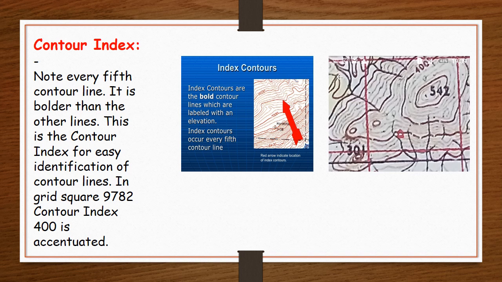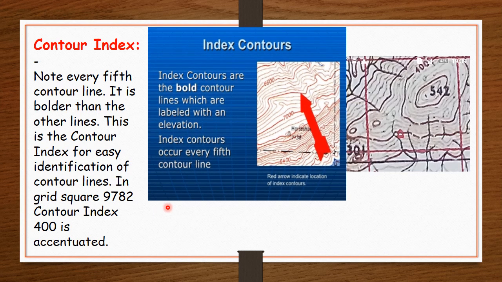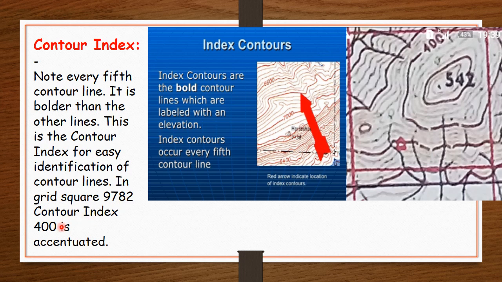The next is the contour index. We have already seen the contour index. Every fifth contour line which is bolder, thick and dark is the contour index, and very easily it can be identified on the topo sheet. So here on this map extract, the bold contour line is 400, right? Every fifth, so here you can count also, 1, 2, 3, 4, and the next bold line. In grid square 9782, the contour index, that is 400, is clearly shown. So in this way every fifth bold line is known as the contour index.